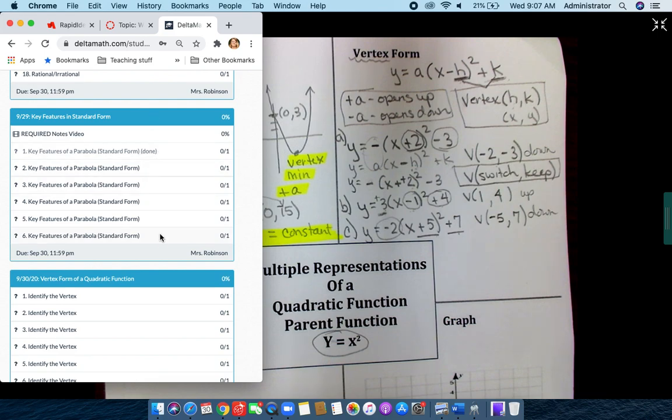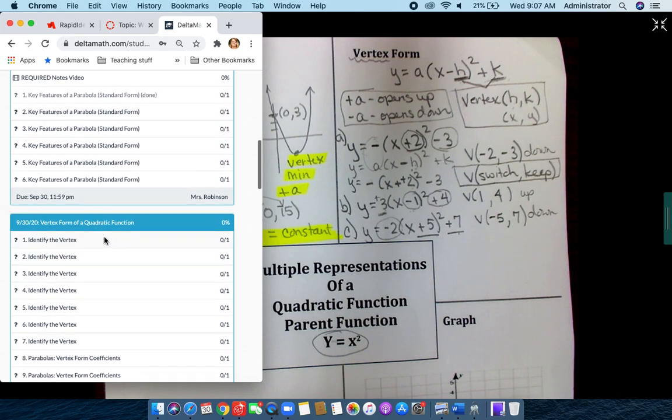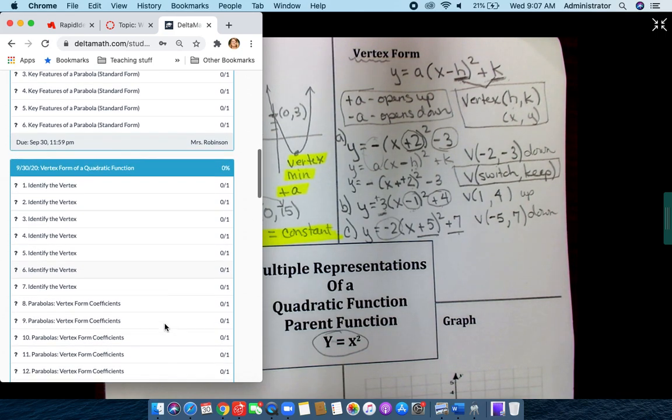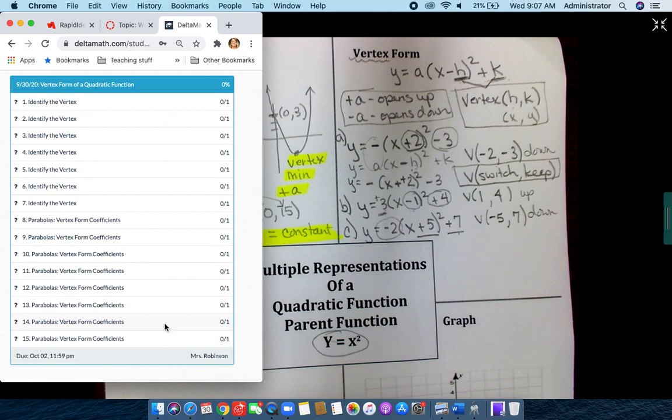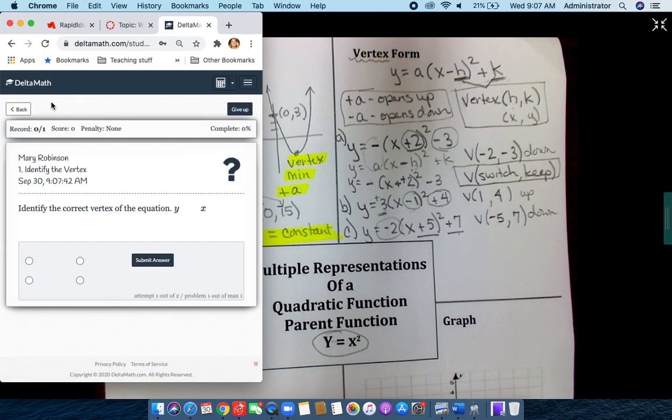Here, the key features in standard form, there was the video that I referred to in the announcement today. Make sure that you watch the video with all that vocabulary and that you have completed this assignment. That is also due tonight. And then you also have vertex form of a quadratic function, which is 15 problems. And like I said, you don't really need to show work. We're just going to answer the questions because identifying the vertex is so easy.